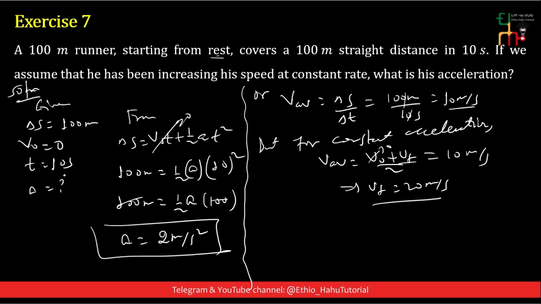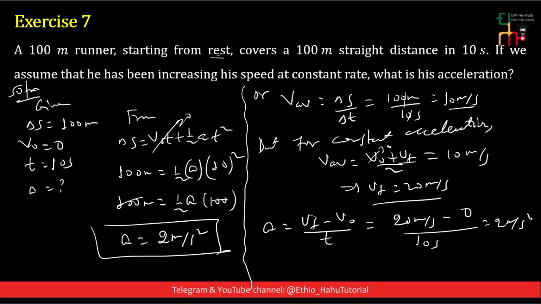V initial is 0. We have time. Acceleration is equal to V final minus V initial divided by time. V final is 20 meter per second minus V initial 0, divided by time, 10 seconds. 20 minus 0 is 20, divided by 10 is 2 meter per second squared. Therefore, the acceleration is 2 meter per second squared.